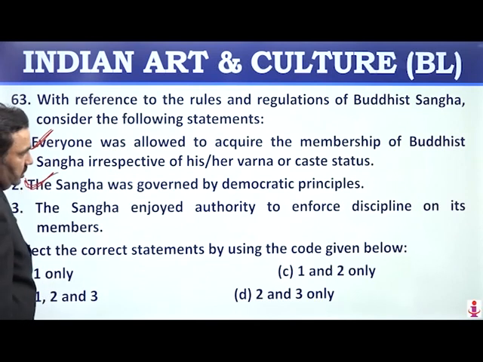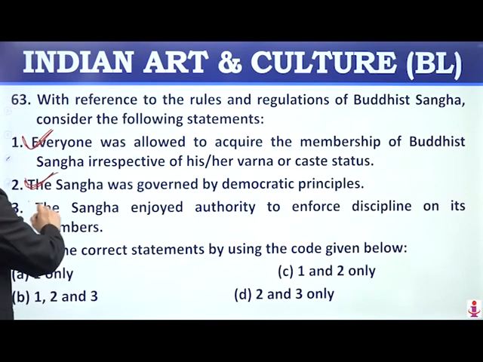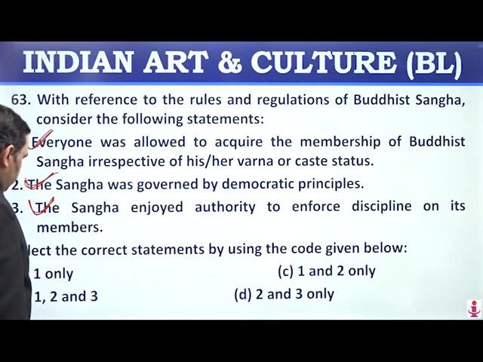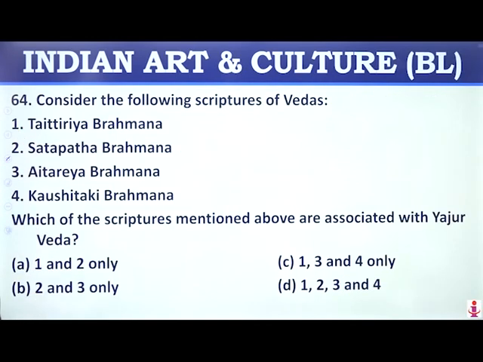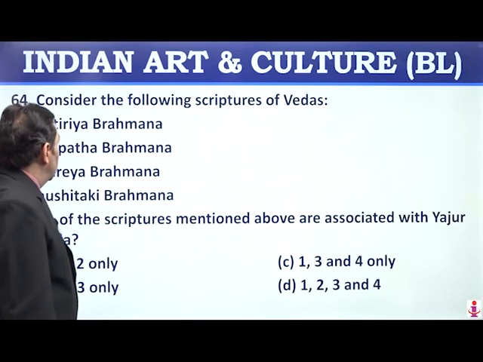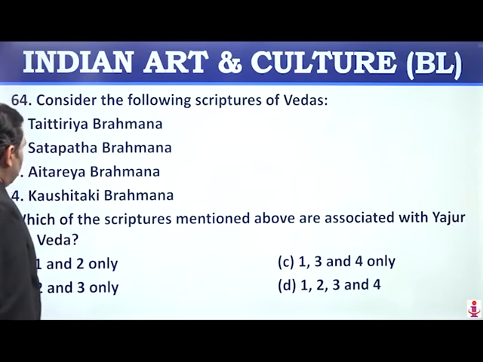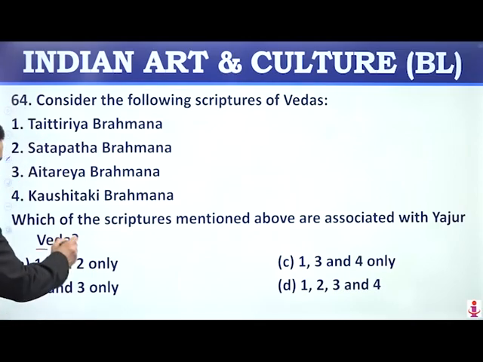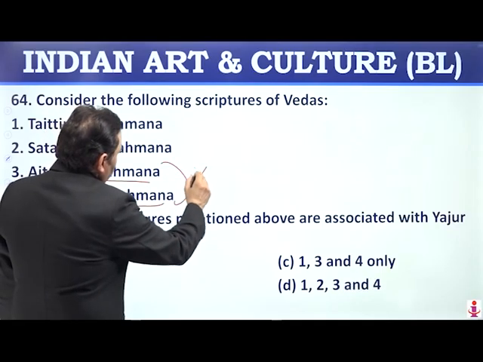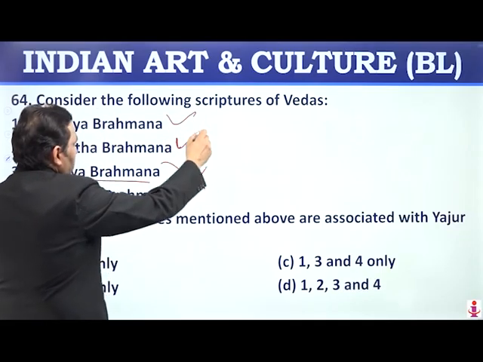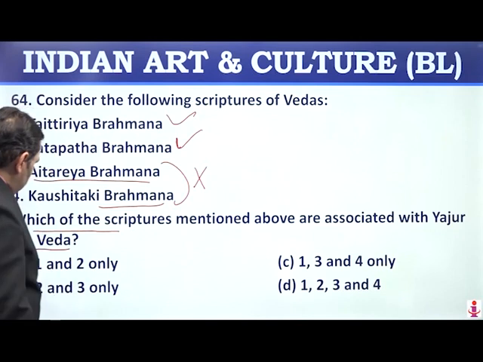The Sangha enjoyed authority to enforce discipline on its members. Of course, Sangha was like a state within a state. Which of these statements are correct? All three are correct. Option is B, 1 to 3. 64. Consider the following texts: Taittiriya Brahmana, Shatapatha Brahmana, Aitareya Brahmana, Kaushitaki Brahmana. Which of these were related to Yajurveda? Aitareya Brahmana and Kaushitaki Brahmana are associated with Rig Veda, Taittiriya and Shatapatha with Yajurveda, so 1 and 2. That is A.